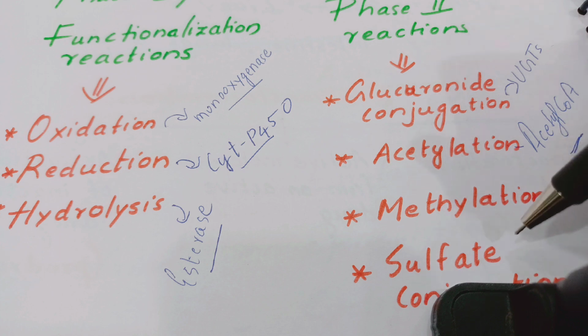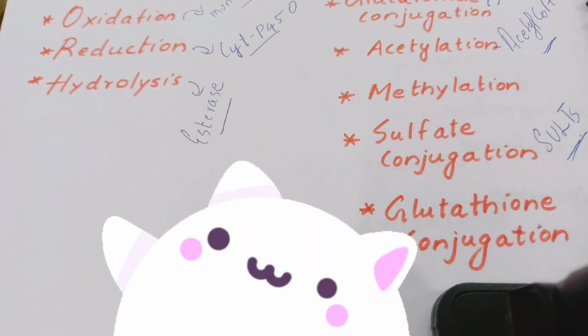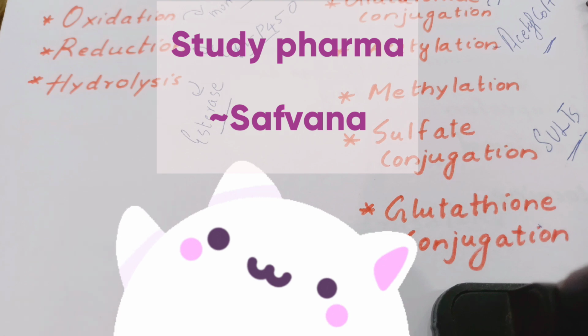Okay, so the next one is sulfate conjugation. The phenolic compounds and steroids are sulfated by sulfotransferases, or we can say SULTs. Sulfotransferases. Examples of drugs conjugated by this method include chloramphenicol, methyldopa, etc. And next one is glutathione conjugation. As you know, this usually occurs in the case of paracetamol in order to prevent toxicity. Okay, so that's all about the biotransformation reactions and what is biotransformation in brief. Hope you liked the video.